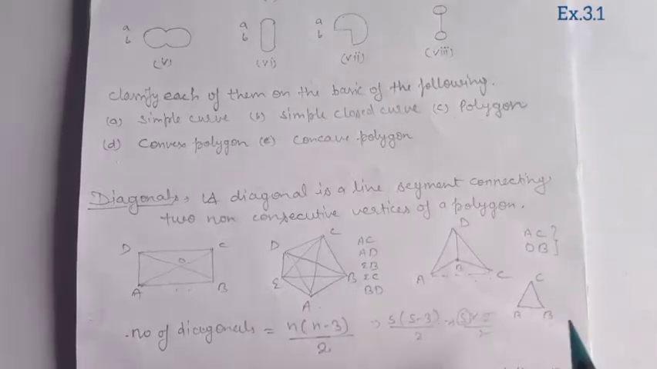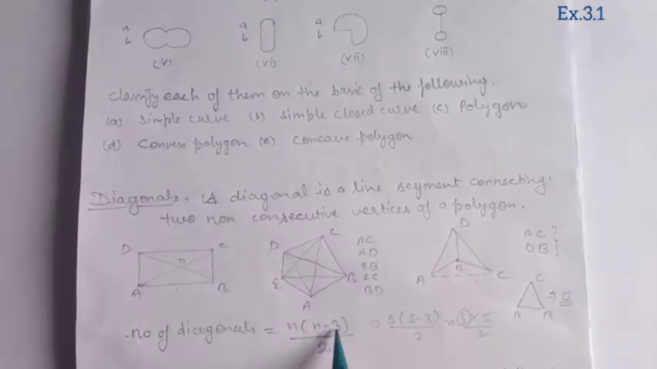So we can write that the number of diagonals in a triangle is 0, which means the triangle is the smallest polygon having no diagonal. The polygons above the triangle have diagonals. Clear? You can also put it in the formula: 3 minus 3 is 0, so the whole term becomes 0, which means the number of diagonals is 0. Understood? Okay, now let's move to question number 2.